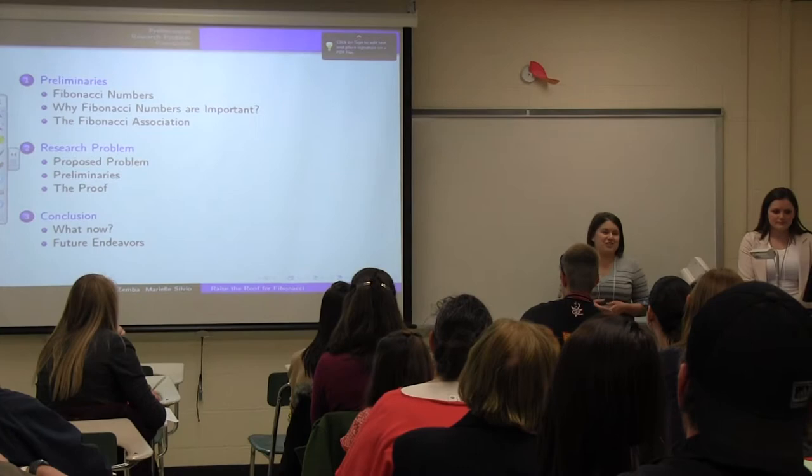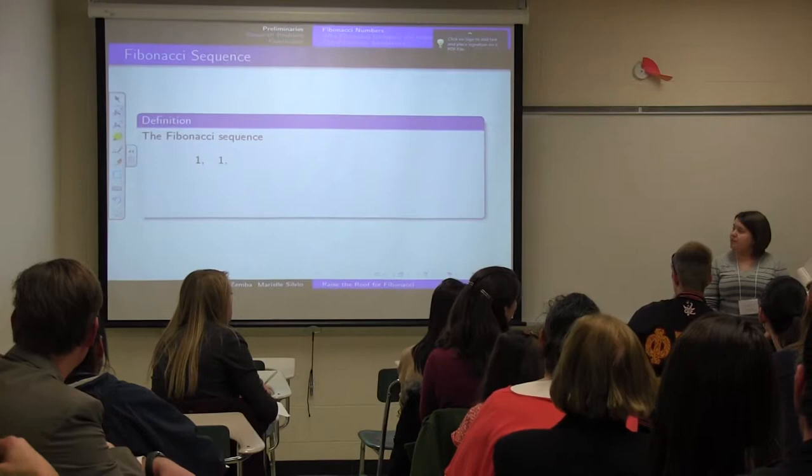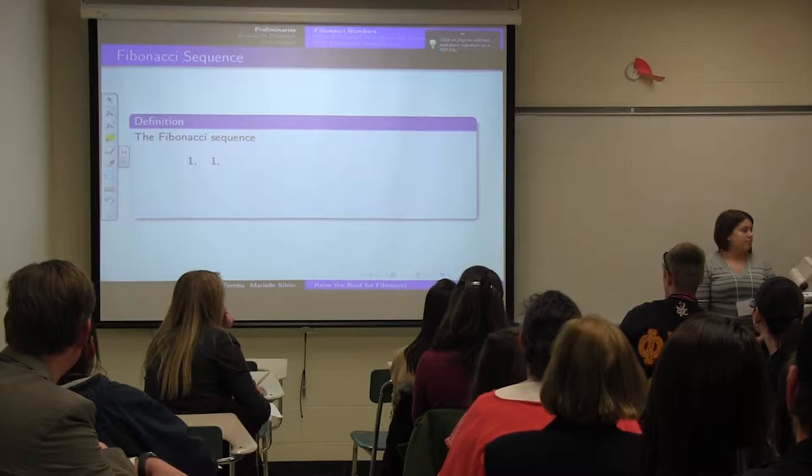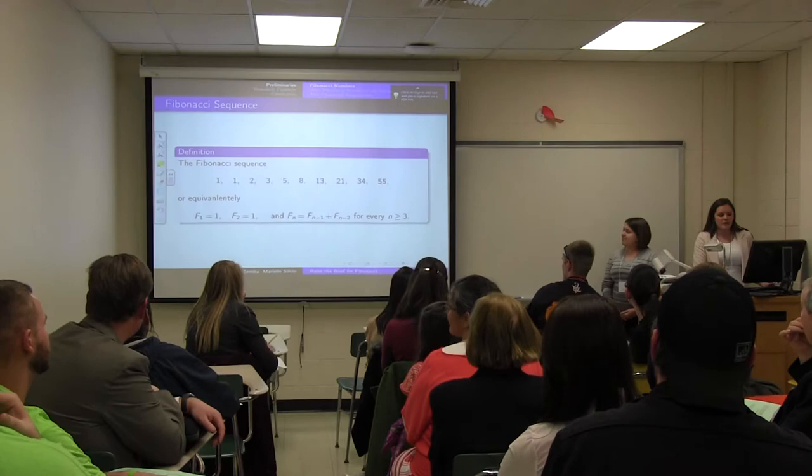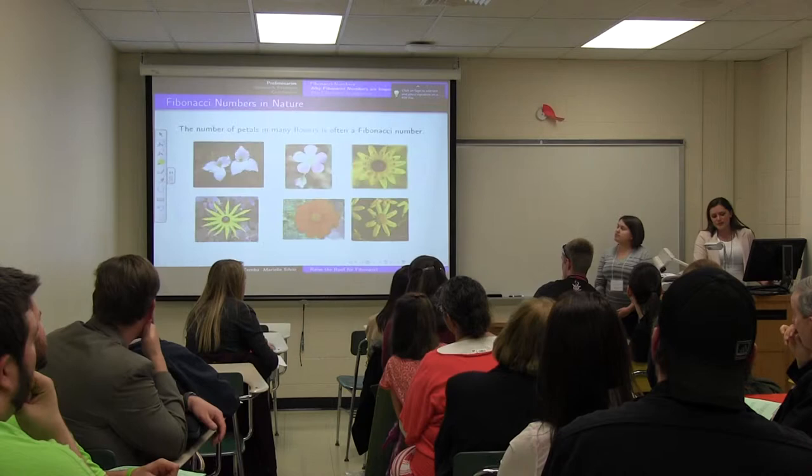Okay, the Fibonacci sequence begins with 1, then 1, and proceeds by adding the previous two terms in the sequence to find the next number. So it proceeds as 1, 1, 2, 3, 5, 8, 13, 21, 34, and 55. Or it could be stated as f of 1 equals 1, f of 2 equals 1, and f of n equals f of n minus 1 plus f of n minus 2 for every n greater than or equal to 3. You may be wondering where Fibonacci numbers can be seen.